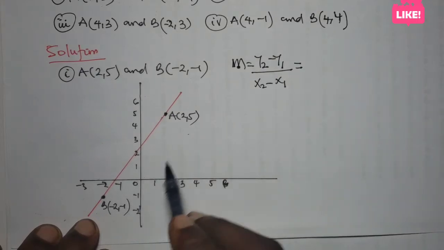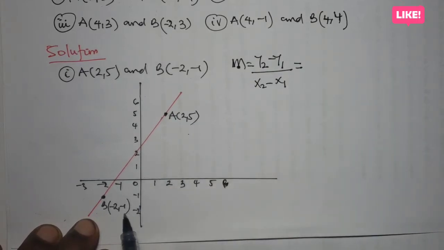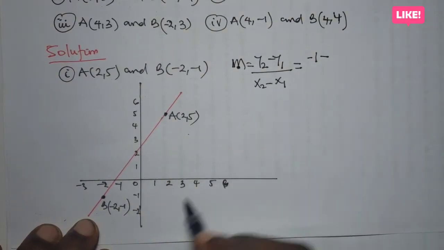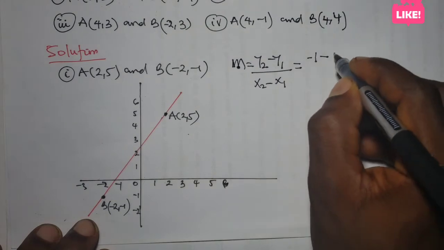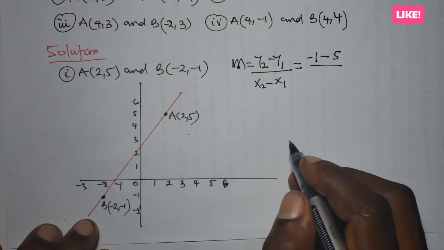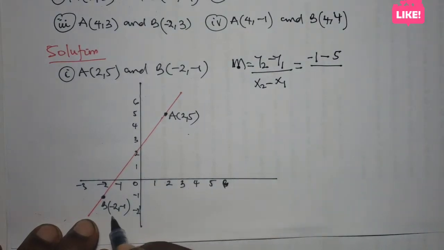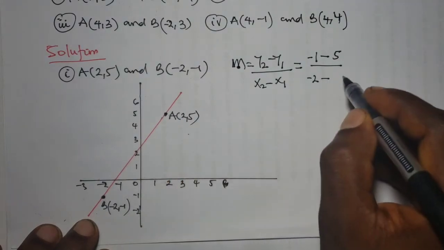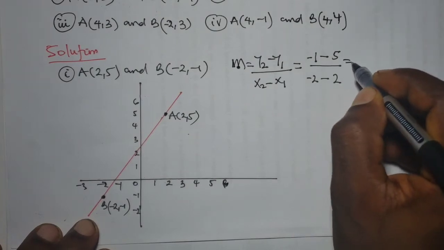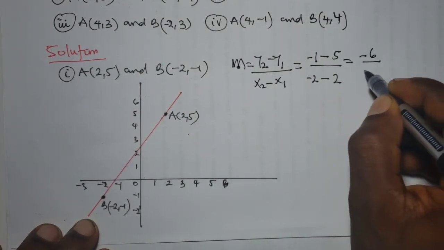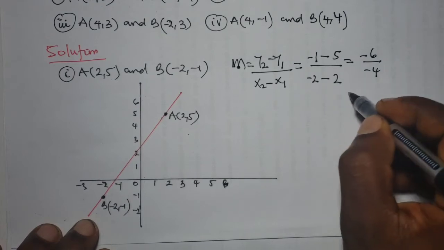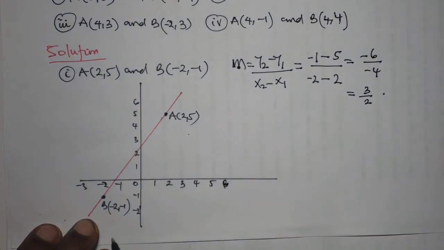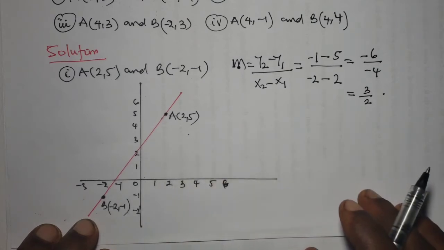So my Y2, like I said, X1, Y1, X2, Y2. So my Y2 is negative 1, minus my Y1 is 5, all over my X2 is negative 2, and my X1 is 2. And this gives me negative 6 over negative 4. And that is nothing but what? 3 over 2. So the slope of this line, line AB, is 3 over 2.